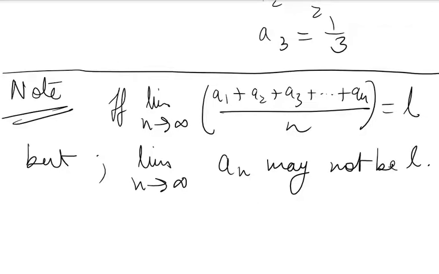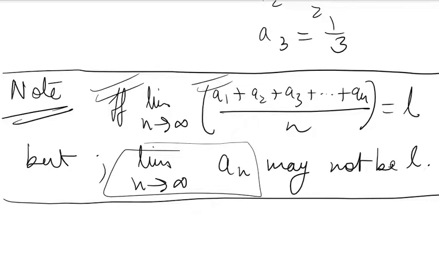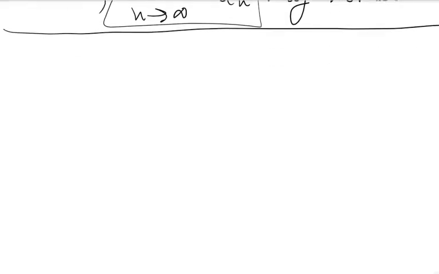Okay, just the opposite of whatever I had written on top. In the first part I had said that if this an tends to L, then this has to tend to L also. But the opposite says that if this is tending to L, not necessary that this will tend to the same thing, the same limit. Okay, so let's try and understand that. I got a perfect another example for you.